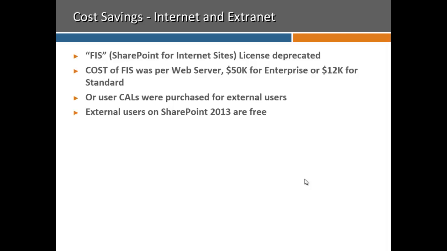And you could make a decision, if you wanted to use an extranet scenario, whether to pay for the individual user CALs or just get the FIS license, but it was usually a pretty hefty cost in order to open it up to external users. But now with SharePoint 2013, external users don't require additional CALs. You can open up to as many external users as you want. The FIS license is now deprecated. So if you have an existing SharePoint infrastructure, you could potentially open that up to external users in either extranet or internet scenarios for a minimal cost.